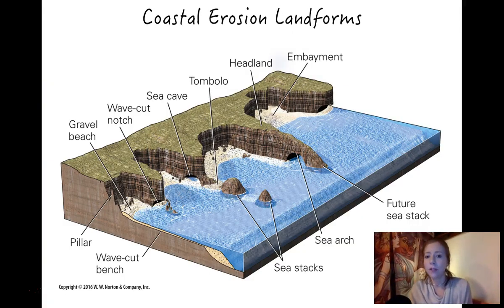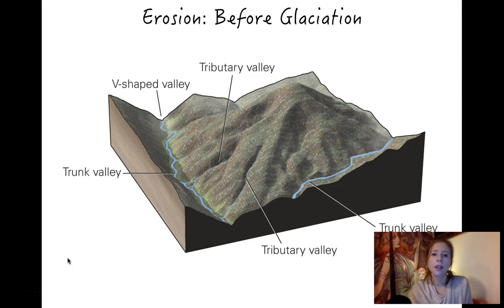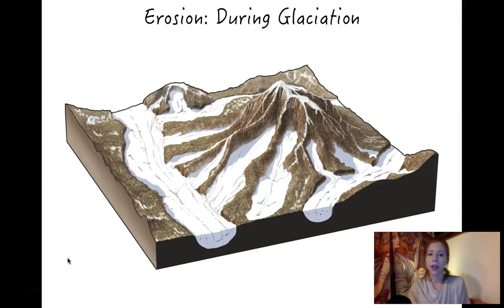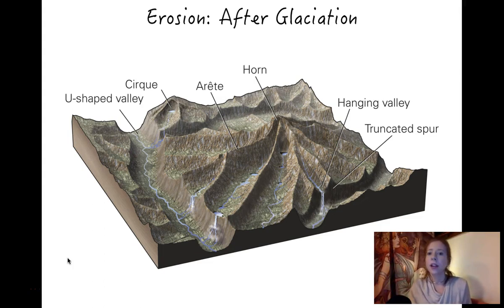And here's an example of coastal landforms that you get from erosion. So you can get, here, a sea arch is an example. You can get some caves, different notches, so take a close look at those. And now here's an example of how glaciers transform and erode an environment. So here is an example of a landscape before glaciation. Then the glaciers come, and when they retreat, they have carved out the landscape.